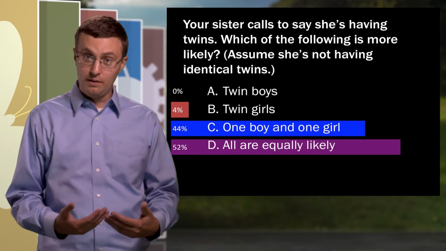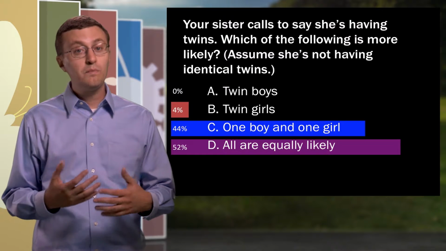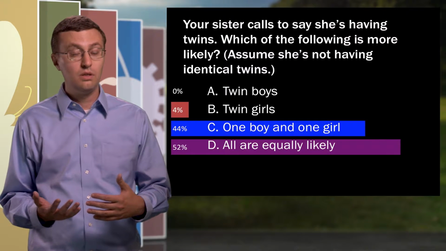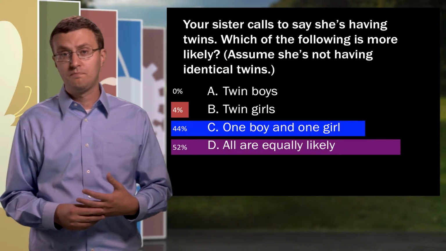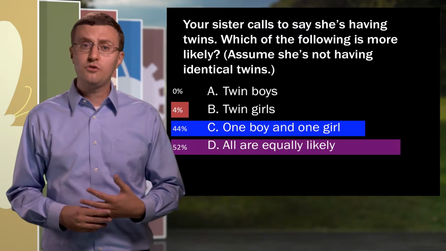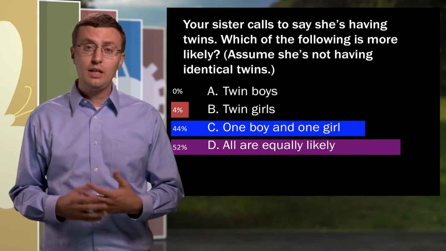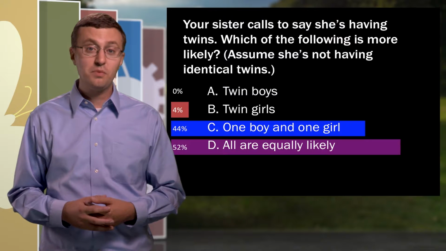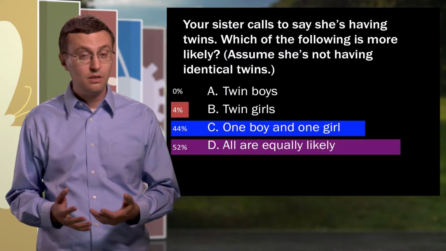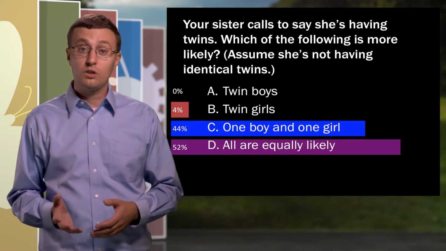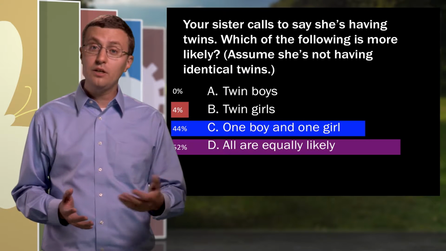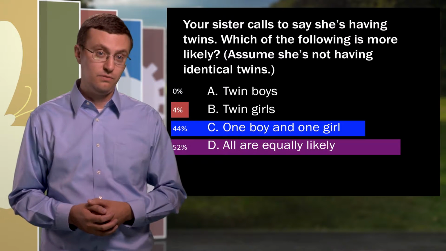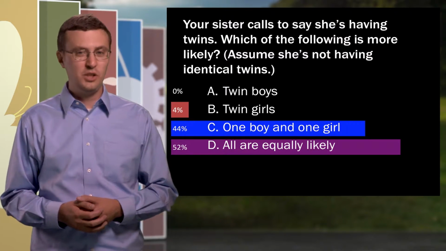I'll show them the bar graph, showing the split, then have them pair up and discuss the question, then vote again using their clickers. The distribution of answers will usually change a little, then I'll ask a few students from each camp to explain their reasoning to the whole class. We hear from the one boy and one girl proponents, and we hear from the all are equally likely voters. Then we run a simulation.